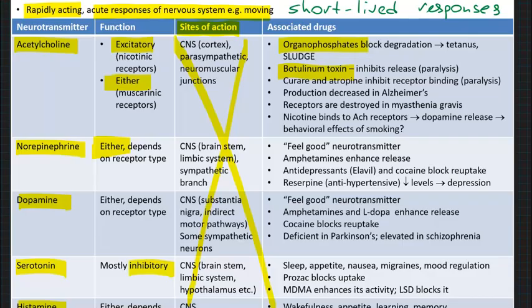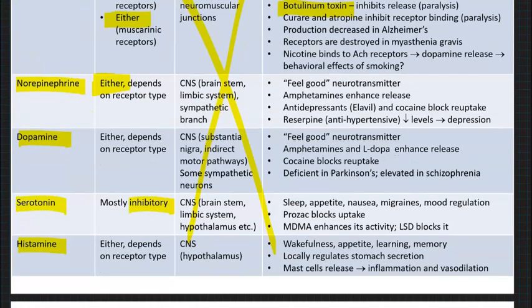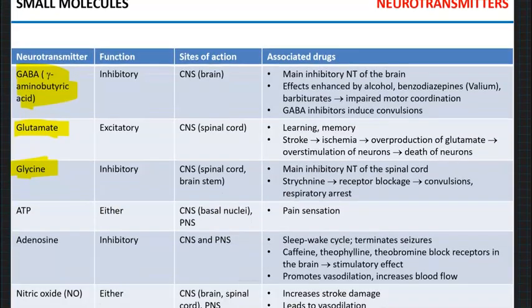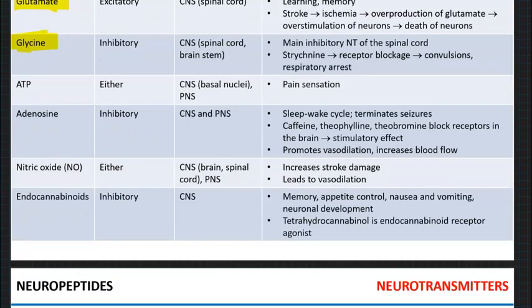Okay? So again, small molecules act fast, responses do not last long. Please know whether they are excitatory or inhibitory or both. And the last neurotransmitter that you need to cover is glycine. There will be no ATP, adenosine, nitric oxide, or endocannabinoids on the exam.